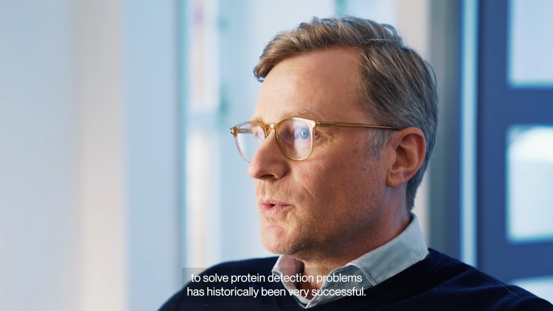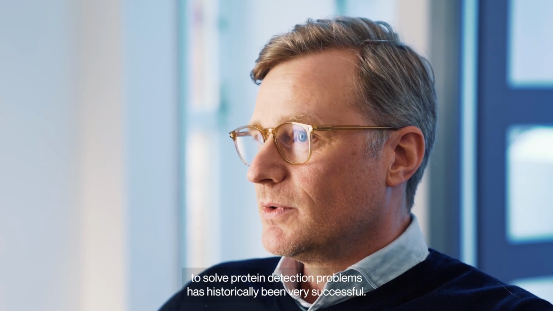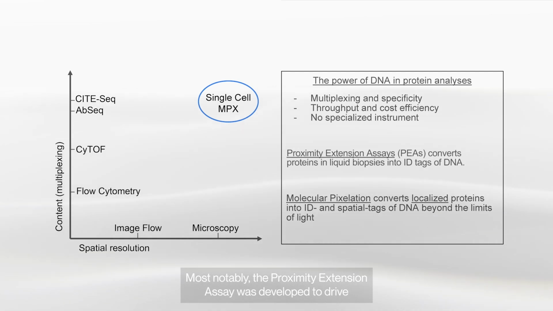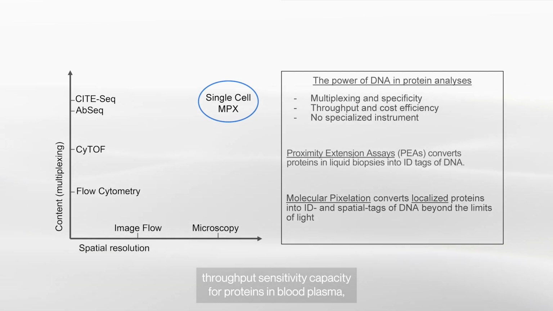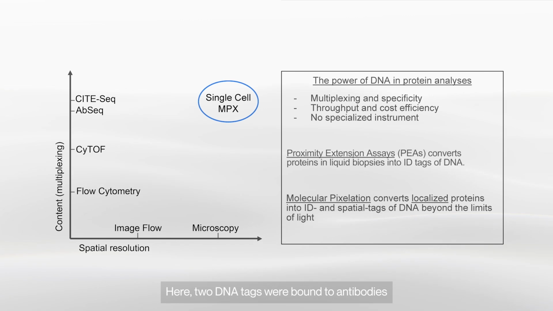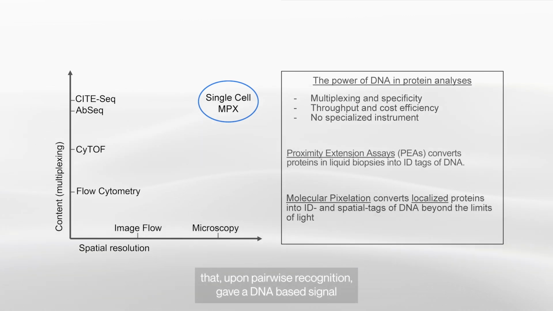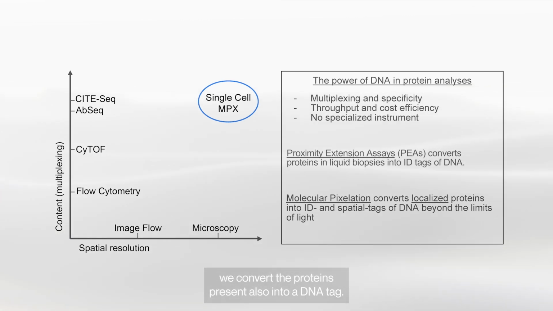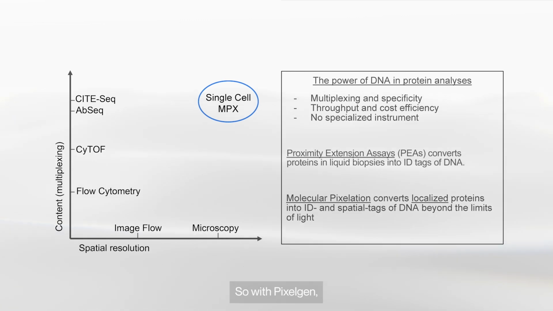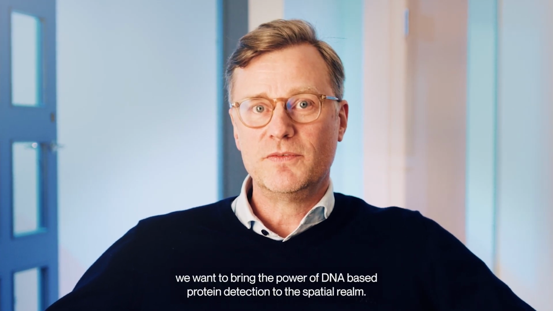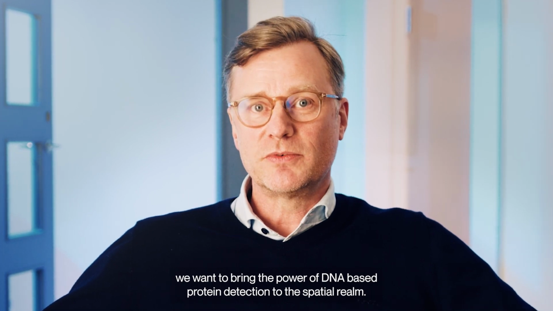Using DNA to solve protein detection problems has historically been very successful. Most notably, the proximity extension assay was developed to drive throughput, sensitivity, and capacity for proteins in blood plasma, which are not localized. Here, 2 DNA tags were bound to antibodies that, upon pairwise recognition, gave a DNA-based signal for reading many proteins simultaneously. In our method, molecular pixelation, we convert the proteins present also into a DNA tag, but this DNA tag also includes the spatial location of proteins. So with Pixelgen, we want to bring the power of DNA-based protein detection to the spatial realm.